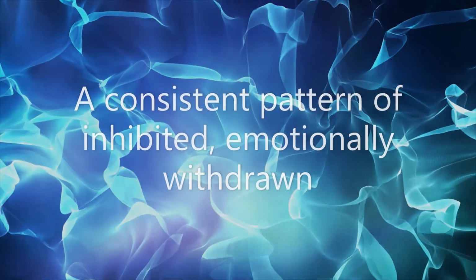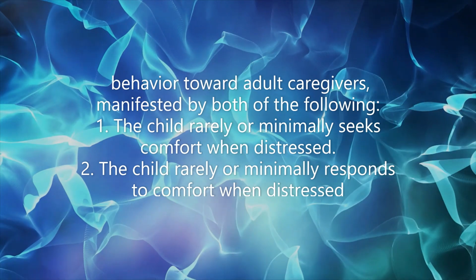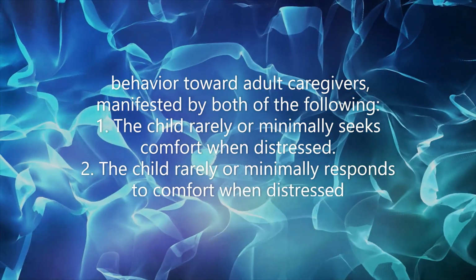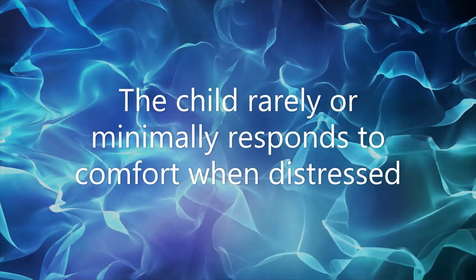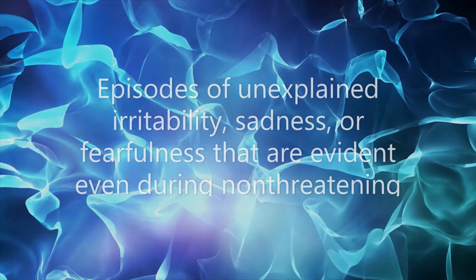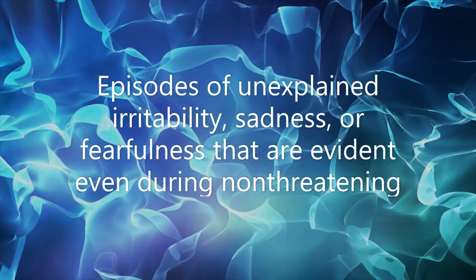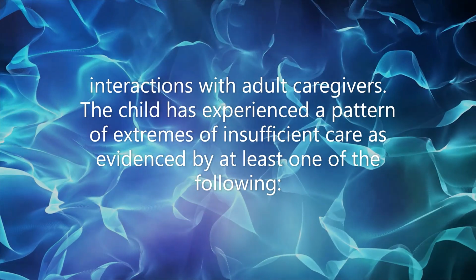The DSM lists 7 multidimensional criteria to potentially diagnose RAD. They are as follows. 1. A consistent pattern of inhibited, emotionally withdrawn behavior towards adult caregivers manifested by both of the following. 1. The child rarely or minimally seeks comfort when distressed. And 2. The child rarely or minimally responds to comfort when distressed. Next, they must experience 2 out of 3 of the following. Minimal social and emotional responsiveness to others, limited positive affect, and episodes of unexplained irritability, sadness, or fearfulness that are evident even during non-threatening interactions with adult caregivers.